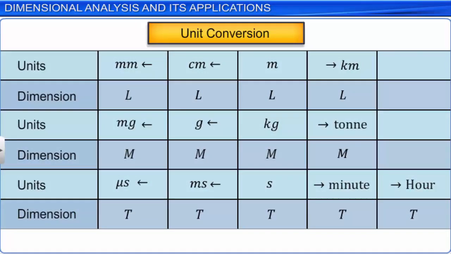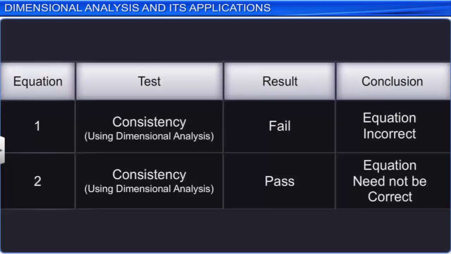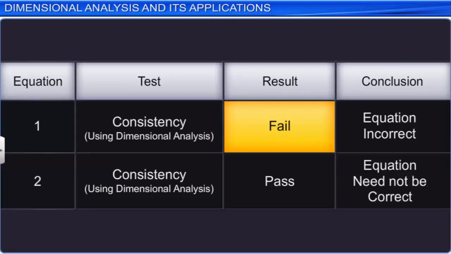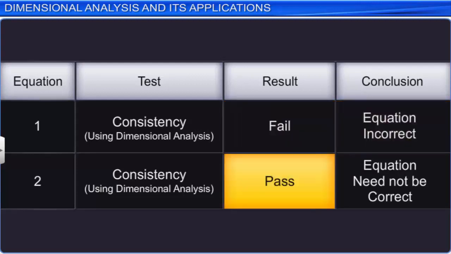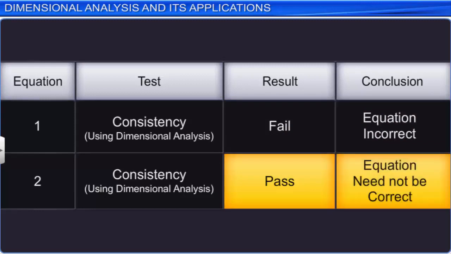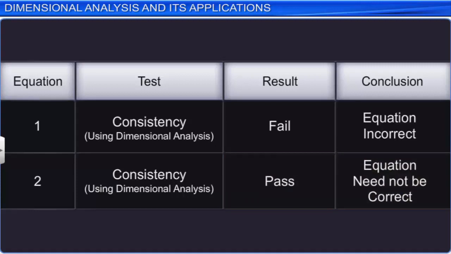If an equation is put to the consistency test using dimensional analysis, and if the equation fails, it means that the equation is proved incorrect. If the equation passes the consistency test, it does not mean that the equation is correct. Thus, an equation proved to be dimensionally correct need not be an exact equation, but an equation that is proved to be wrong dimensionally must be a wrong equation.